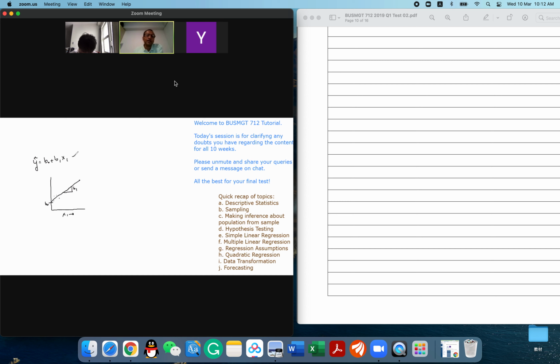Now let me add another variable, b2 x2, and let's say this happens to be 0 or 1, so it's binary. Let's assume this is whether you provided training or not. If I provided training, and assuming we are trying to predict sales, the sales may go up. So in my data, most likely I will have a pattern that looks like this and also another pattern that looks like this, right?